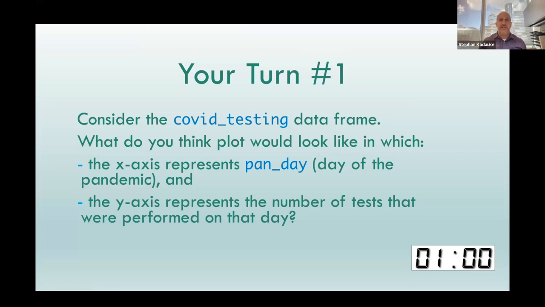So consider this COVID testing data frame we just looked at. What do you think a plot would look like where on the x-axis you have pan day, the pandemic day, and on the y-axis you have the number of tests that were performed on that day? I want you to take a few seconds and try to mentally visualize this graph or doodle it on a piece of paper in front of you. Once you have an idea, click yes to let me know to go on.